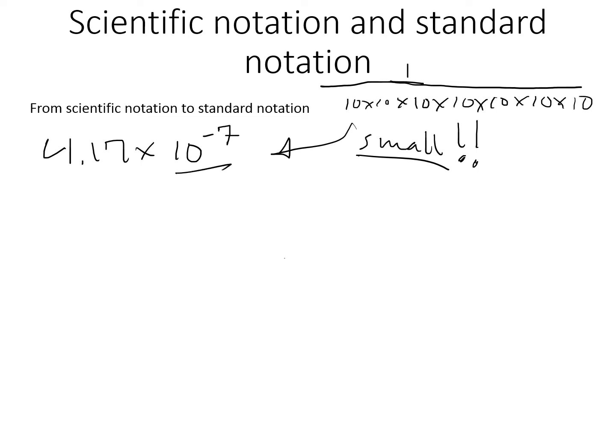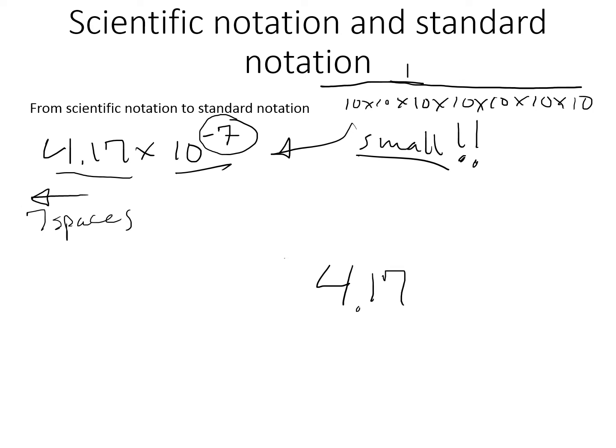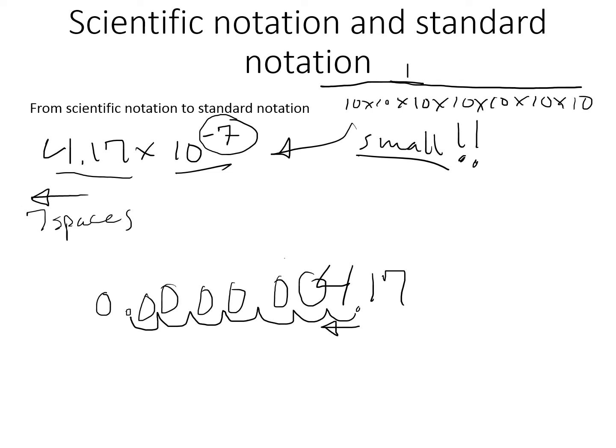When you multiply anything by a very small number, then this number is going to get smaller. So if the exponent is negative 7, then we're going to take this decimal point and move it that way, to the left 7 spaces. So here we go. I'm going to start over here. 4.17, decimal point. It's going to go that way 7 spaces. 1, 2, 3, 4, 5, 6, 7. Fill in the zeros. 0, 0, 0, 0, 0, 0. So I've got to put one there too.